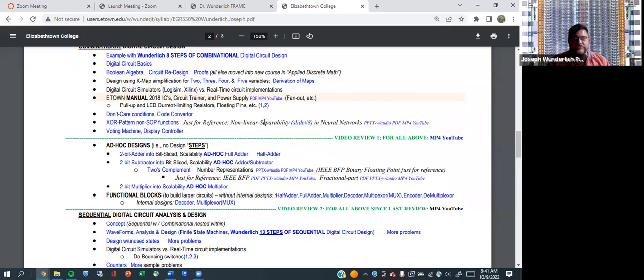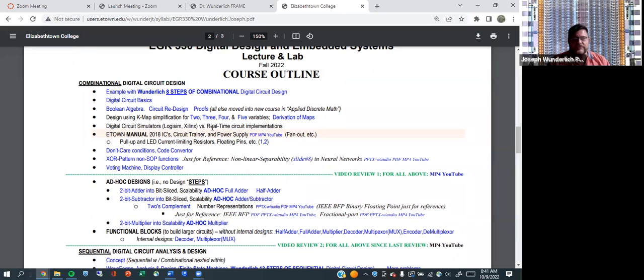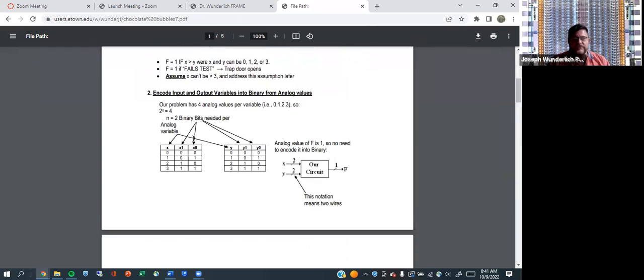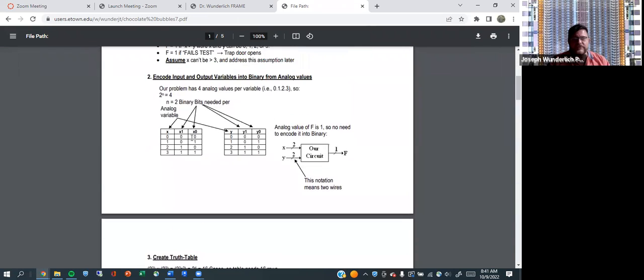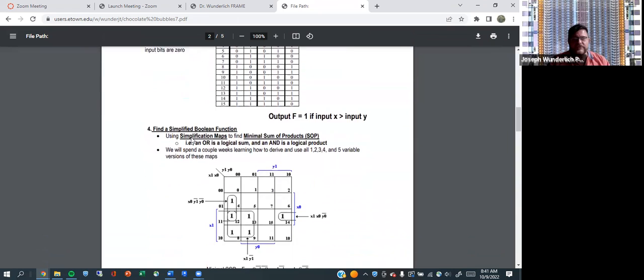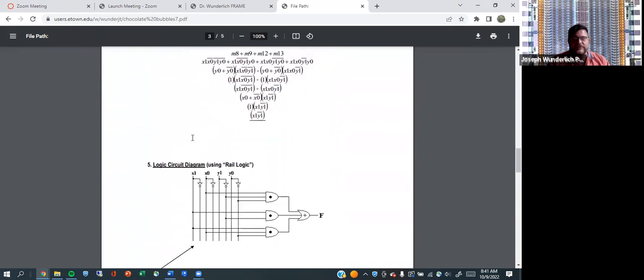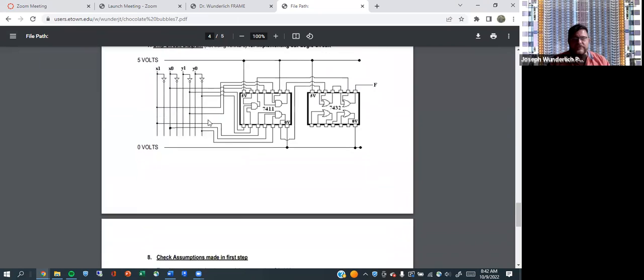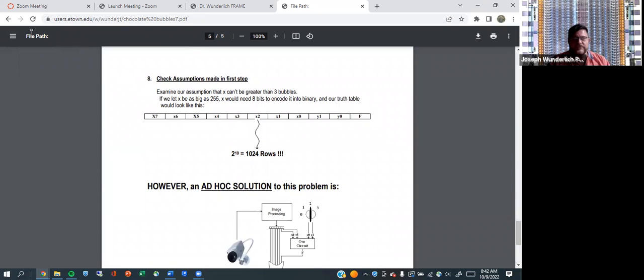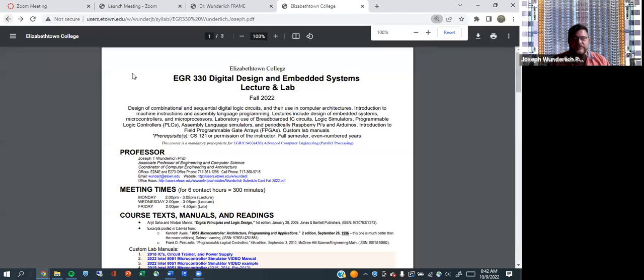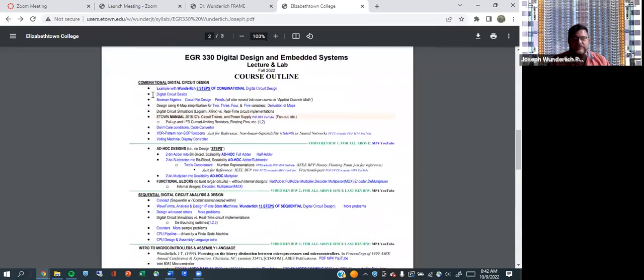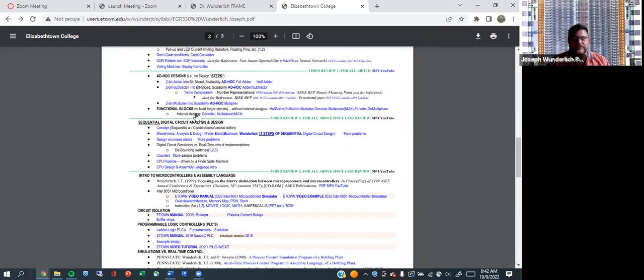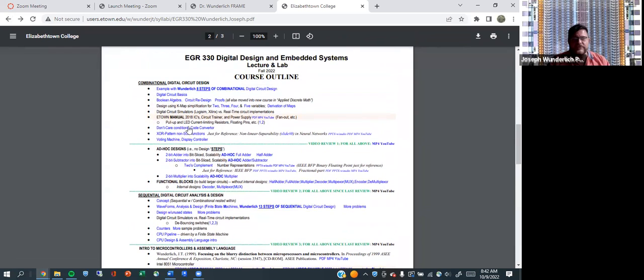So previously, the students learned about my 8 steps of combinational circuit design: defining the problem, creating or encoding variables, creating a truth table, simplifying the functions, logic circuit, maybe convert to NANDs, chip circuit diagram, and then addressing assumptions. Now we're deviating from that with some ad hoc design. All of this up here is done, and we're in here now.